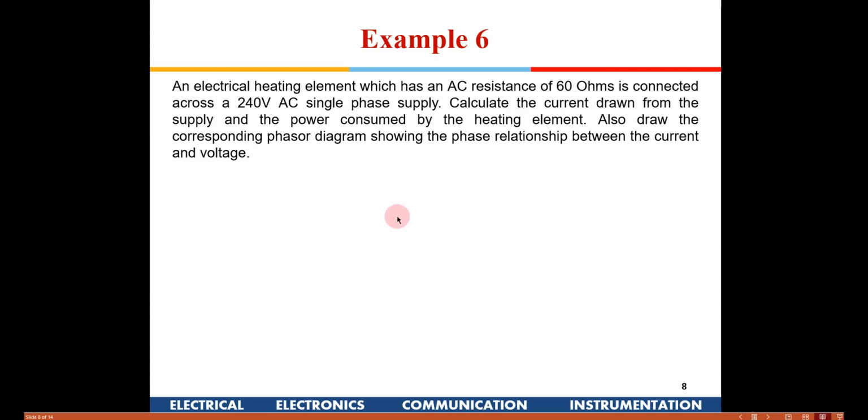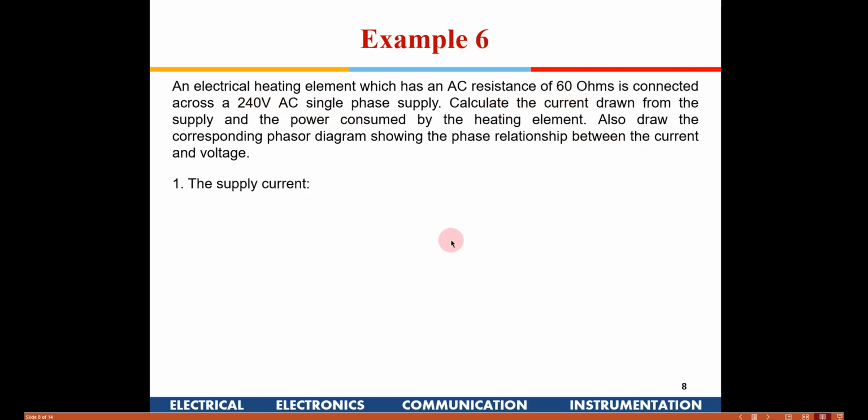Okay, so let's take one more example out here. An electric heating element which has an AC resistance of 60 ohms is connected across a 240 volt AC single phase supply. Again, you have to remember, in this case 240 is the RMS value. Okay. Now the question goes like this: calculate the current drawn from the supply and the power consumed by the heating element. Also draw the corresponding phasor diagram showing the phase relationship between the current and the voltage. Okay, so first of all, this is RMS voltage and this is the resistance.